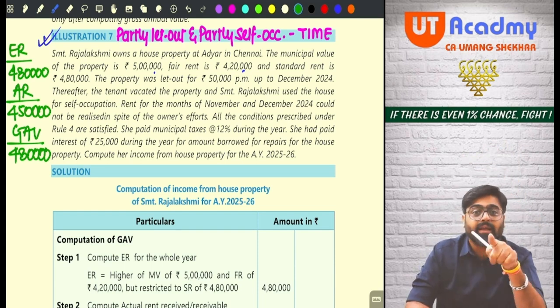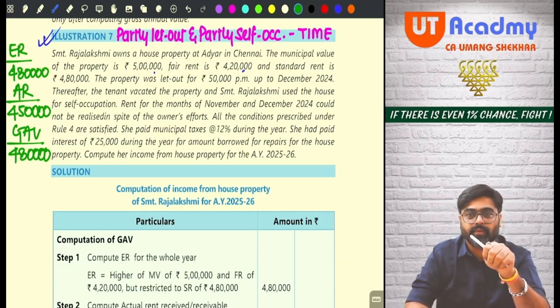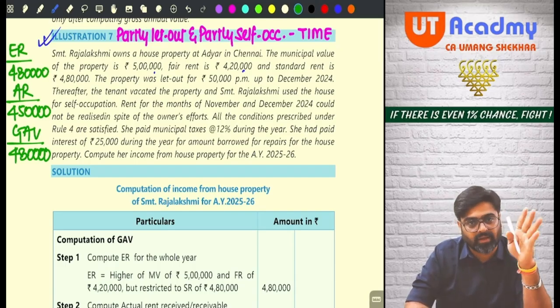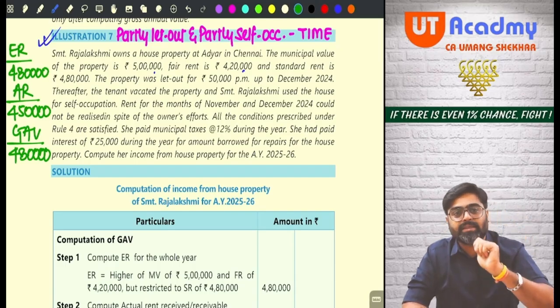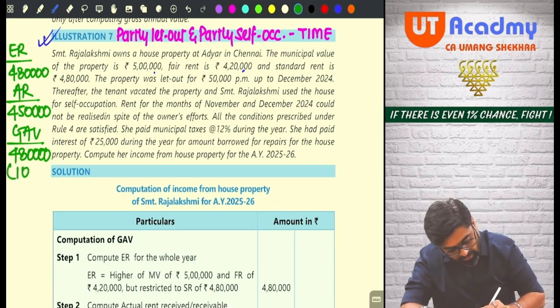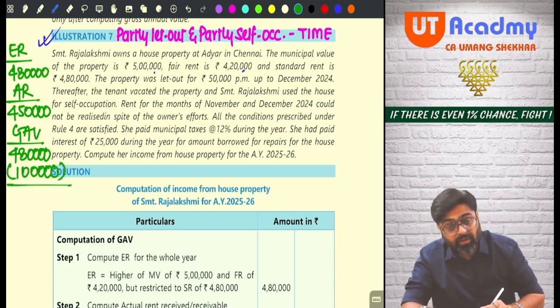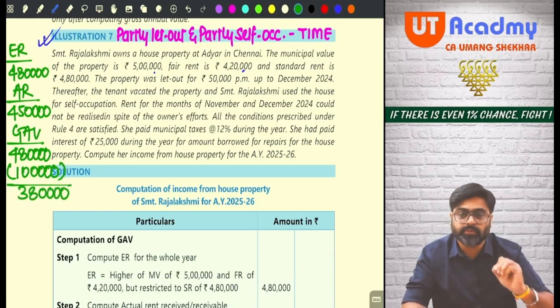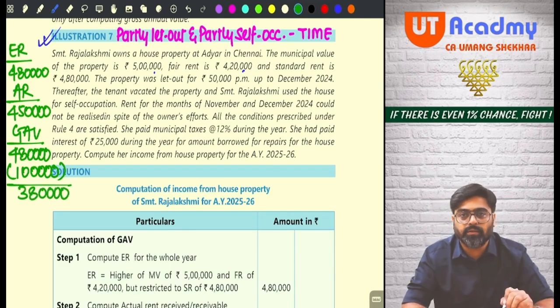So is there any unrealized rent given in the question? Yes. 2 months rent could not be recovered, November and December. Meaning 1 lakh rupees of rent is unrealized rent. So out of my GAV, will I reduce 1 lakh rupees? Yes, sir. So how much will be my final GAV taxable? 3,80,000, sir. Okay, sir. Now tell me one thing.